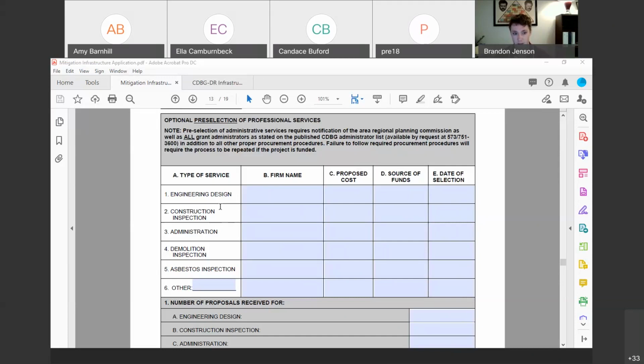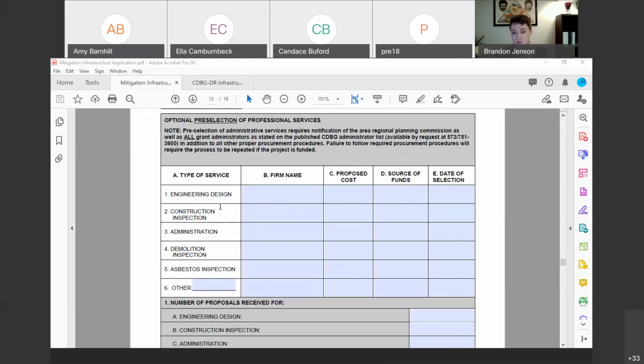So at that point, in my mind, looking at this form, you would have two different firms listed under the engineering design service. Yeah, and I think great catch. You know, I think the reality of this form is, and like Amy said, by the way, I'm Ella, I'm a consultant through HUD, through a company called Civics, working with the state of Missouri, just so you know who I am.